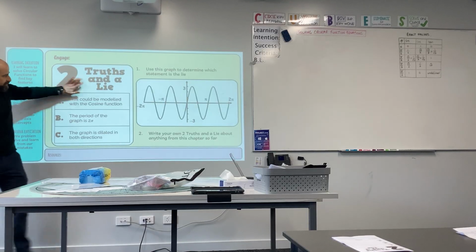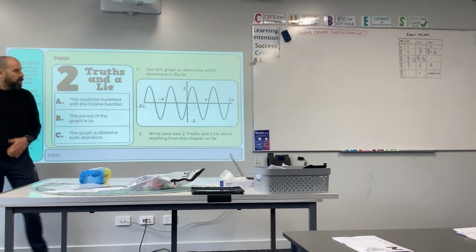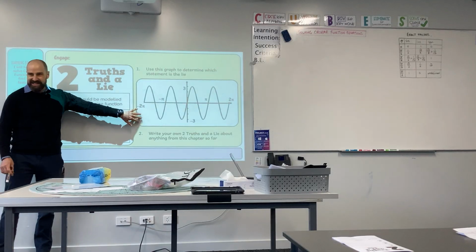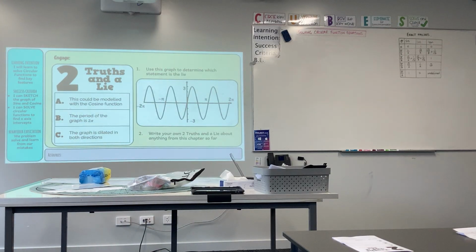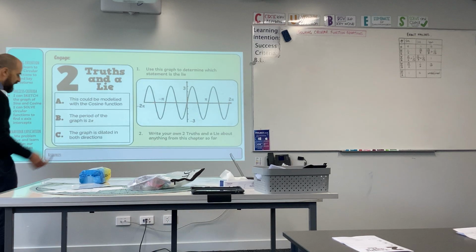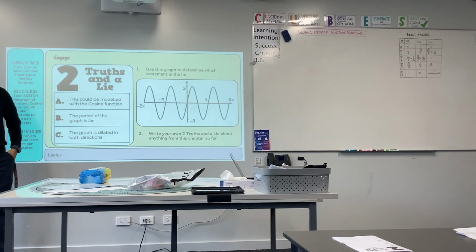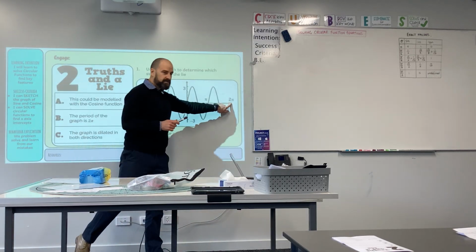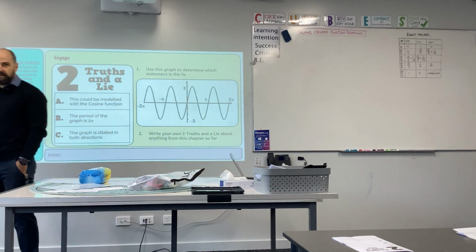So this was our problem. This is our graph. We want to know which one of these statements is incorrect for this graph. Now, so far Jarrah has said he thinks it's B because the period is actually 4 pi. Can you tell me more about where you got the 4 pi from, please, Jarrah? Because it goes to negative 2 pi and it goes to 2 pi on both sides. Okay. Add it together, it's 4 pi.